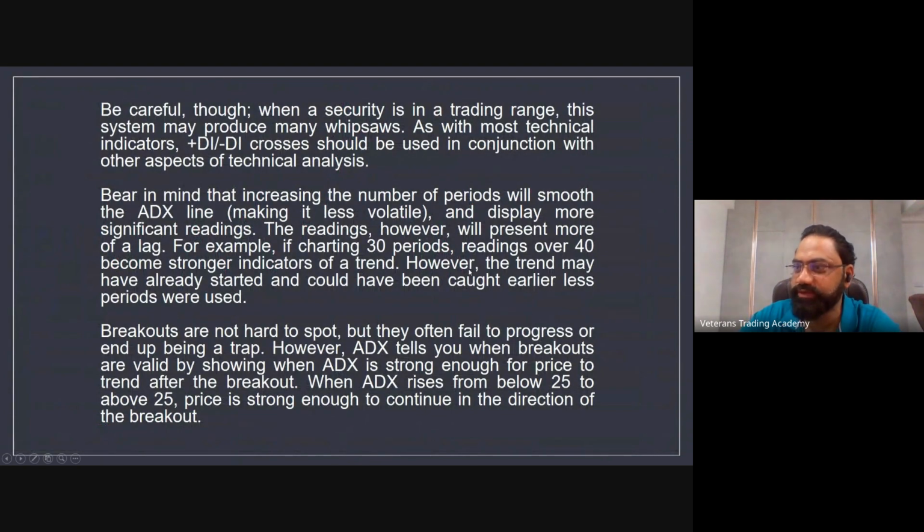However, there are a few things we should be careful about. It tells you whether the security is going to be in a trading range or is likely to break out. So your chances will increase if you see a pattern breaking out with volumes and ADX also going above 25. Like I said, the default period is 14 days. Because of the 14 days, there will sometimes be a lot of whipsaws. Sometimes ADX will go above 25, but the market may not trend.